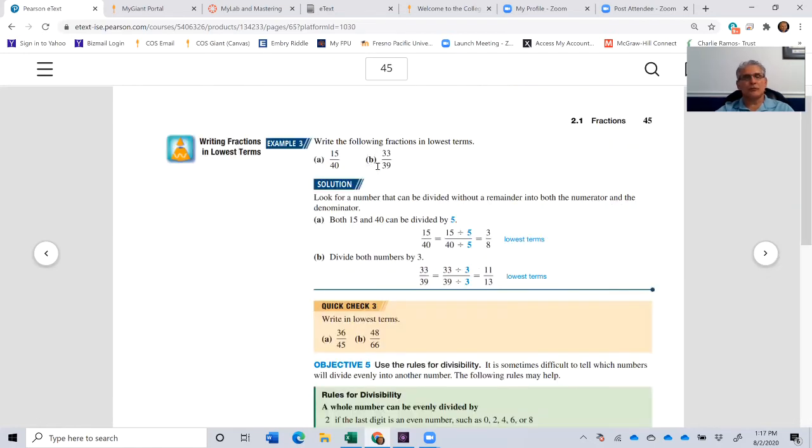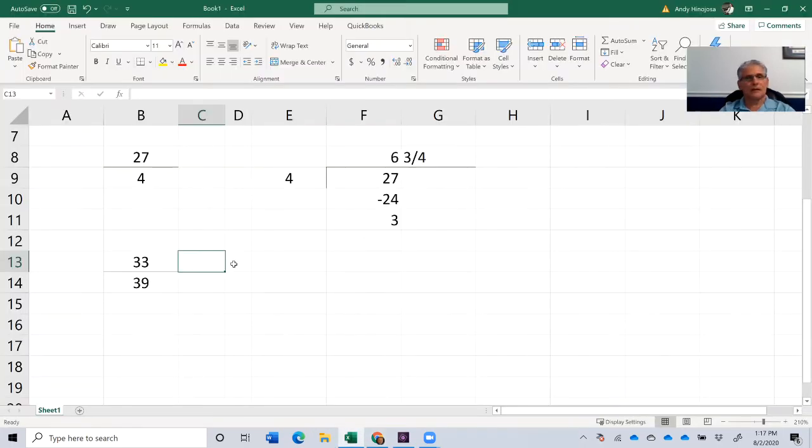Let's go ahead and use B this time. Try to solve for B, 33 over 39. Pause, and then come back. Okay, so what we have to do is figure out what number can be evenly divided into 33 and 39.